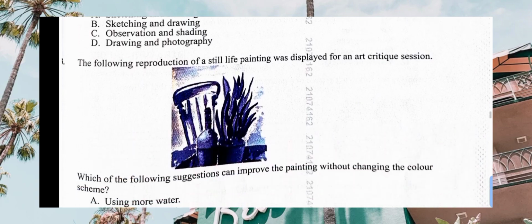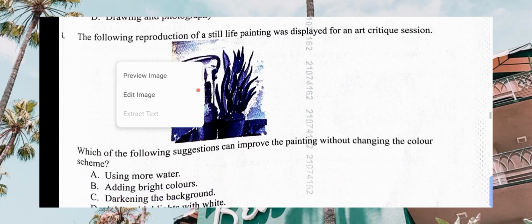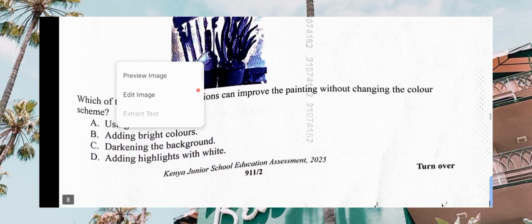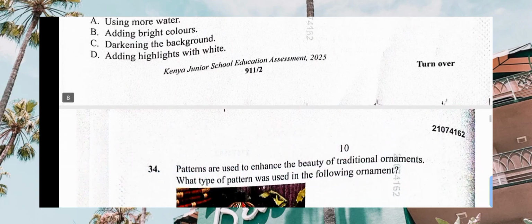Then the following reproduction of a still life painting was displayed at an art critique session. Which of the following suggestions can improve the painting without changing the color? We have several options for this number. We have using more water, then adding bright colors, darkening the background, adding highlights with the white. Yes, adding highlights with the white.